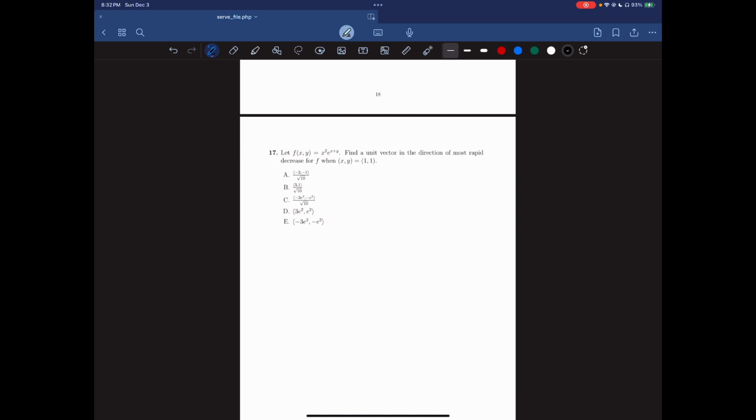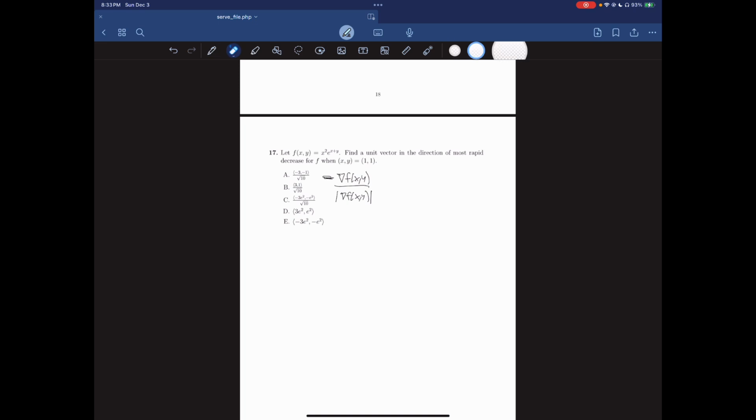17, let f of x, y equals x squared times e to the x plus y. Find the unit vector in the direction of most rapid decrease for f when x, y equals 1, 1. Okay, so really we're just looking for negative grad f of x, y over the magnitude of grad f of x, y. That's just normalizing it. The negative is because the gradient points in the direction of rapid increase, but we're looking for decrease, so the opposite of that.